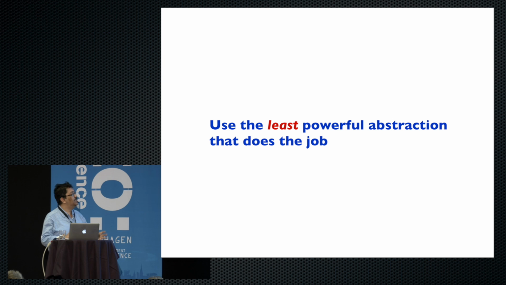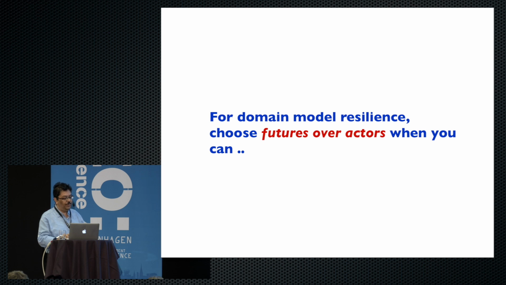So the general principle, the general motto, is use the least powerful abstraction that does the job. This is not only valid for futures and actors, it's valid for almost every aspect of software engineering. For example, applicatives and monads. Applicatives are less powerful. Use applicatives whenever you can. Use monads only as a fallback. And for domain model resilience, choose futures over actors whenever you can. For verifiability of your domain model, use futures over actors.